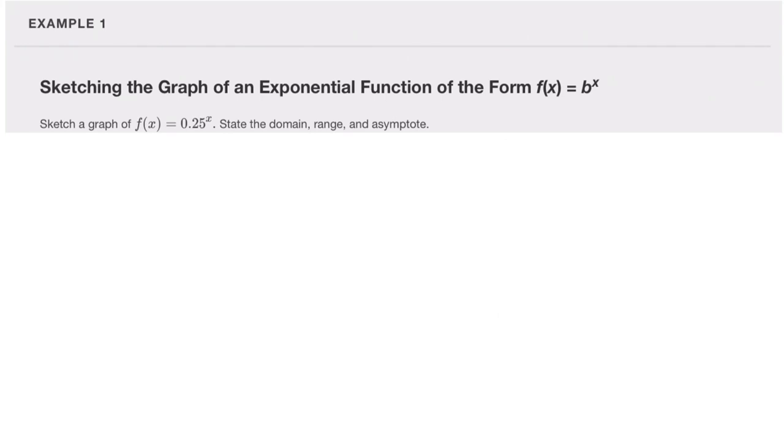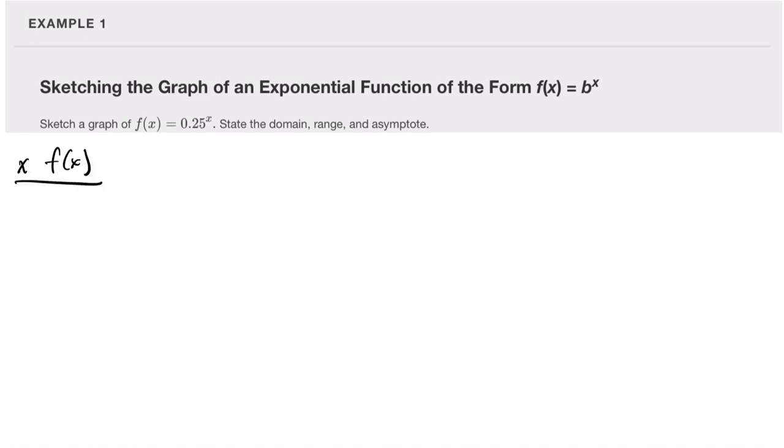Here we sketch the graph of this, and state the domain, range, and asymptotes. Notice that the base of the exponential is between 0 and 1. We can create a table of values of x. So 0.5 squared is 1 over 4. I'm not going to go super detailed; I'll do a rough sketch. We'll choose several values of x and find the corresponding y.